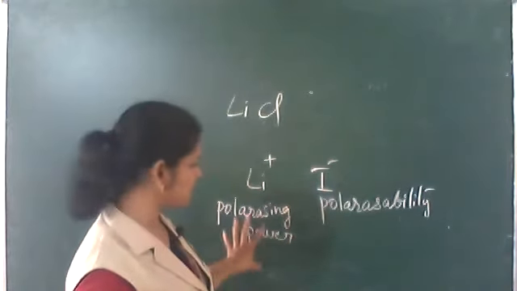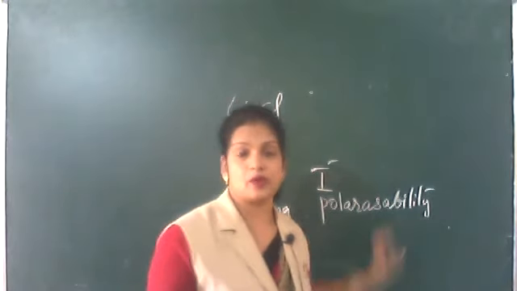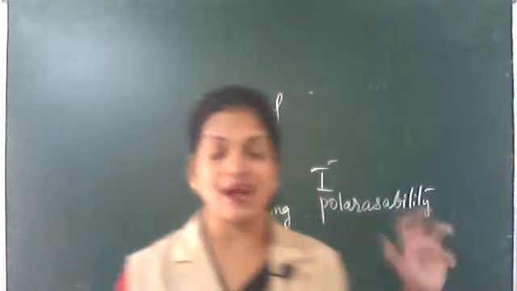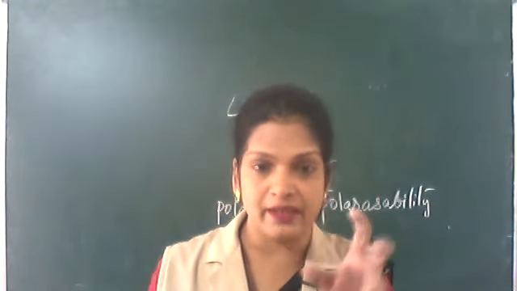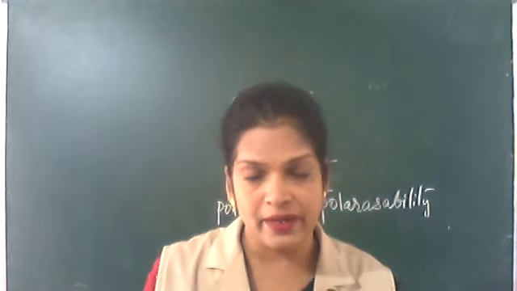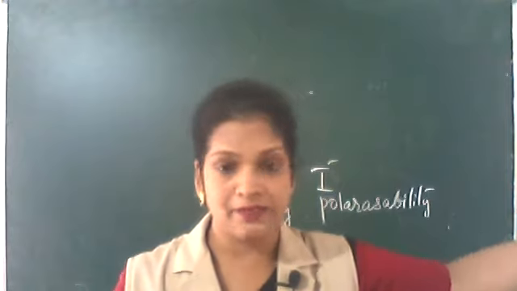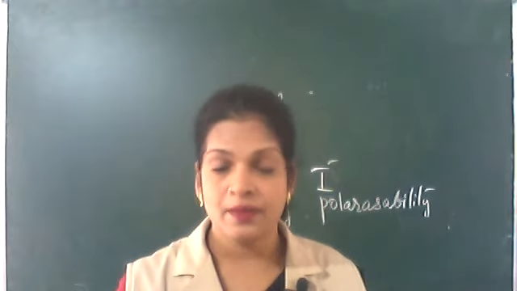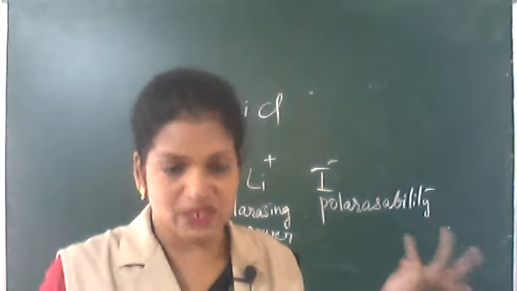Polarizing power of cation and polarizability of the anion. Polarizing power means it has a high charge upon radius ratio. Then polarizing power is high. It can polarize the other fellow. If the other fellow is bigger, then that polarization is very easy. The extent of polarization will be very high.